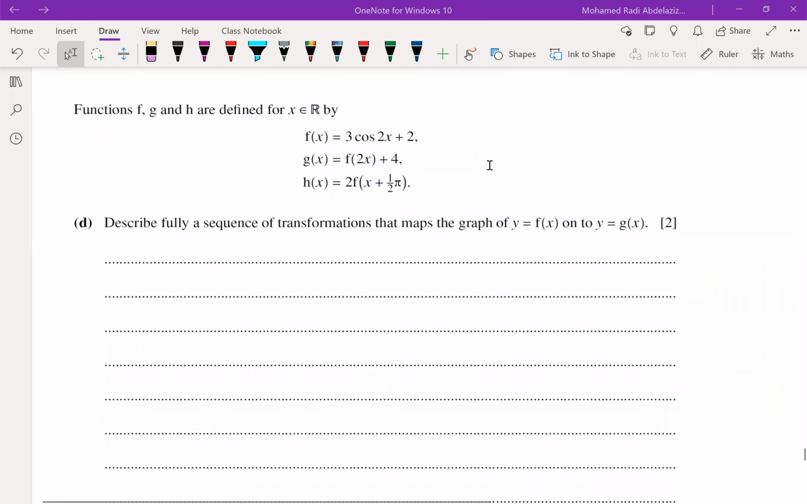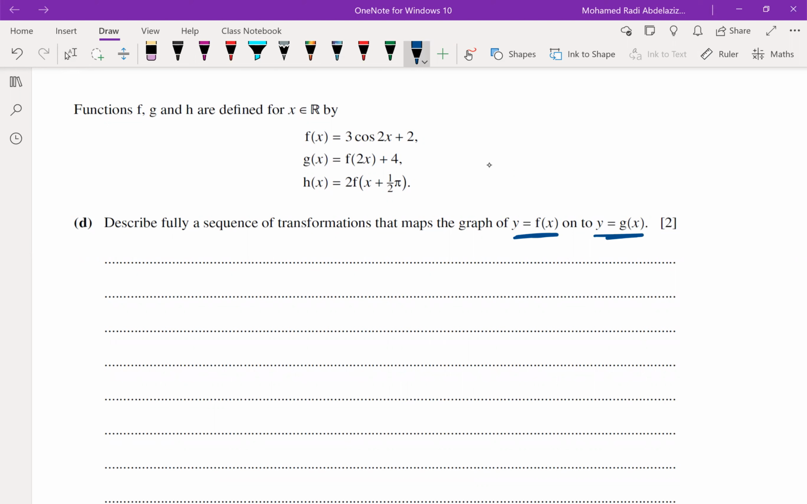Part D. It's given a function f, and g and h are defined by, where x belongs to R. f of x is given, g of x, h of x. Describe fully a sequence of transformations that maps the graph of y equals f of x onto g of x.